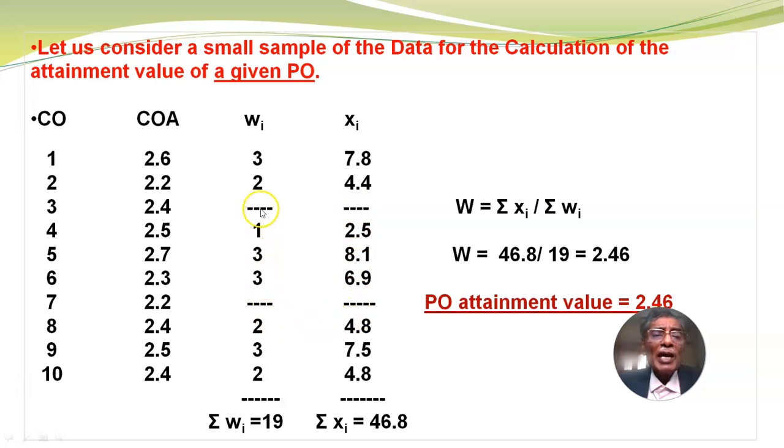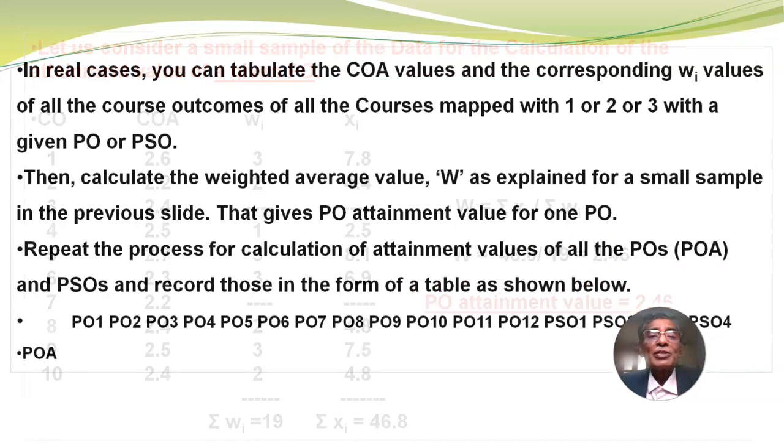Now, you add all the WI values, that is sigma WI is equal to 19. You add all XI values, that is sigma XI is equal to 46.8. Now capital W, that is weighted average, is equal to sigma XI upon sigma WI. In this particular case, capital W is equal to 46.8 upon 19, that is equal to 2.46. Therefore, PO attainment value is equal to 2.46.